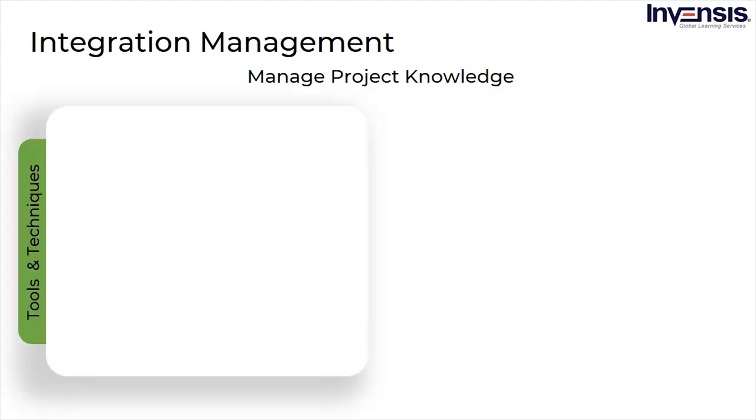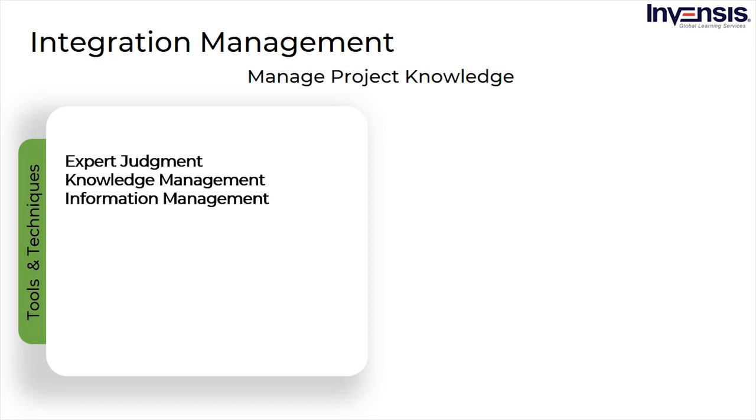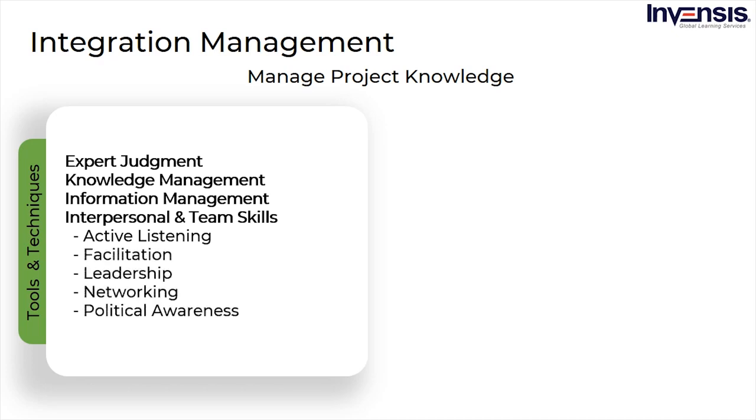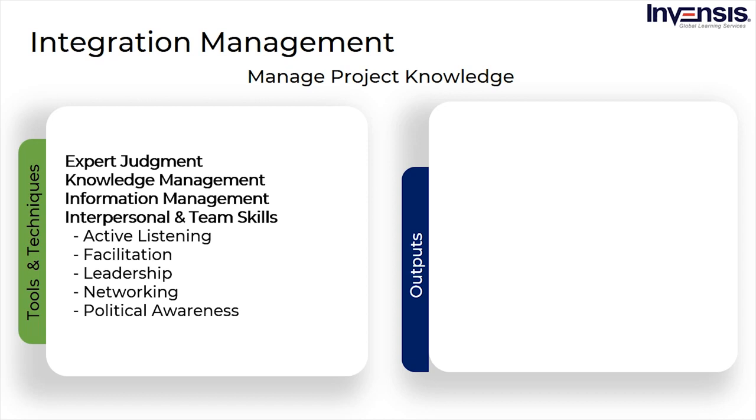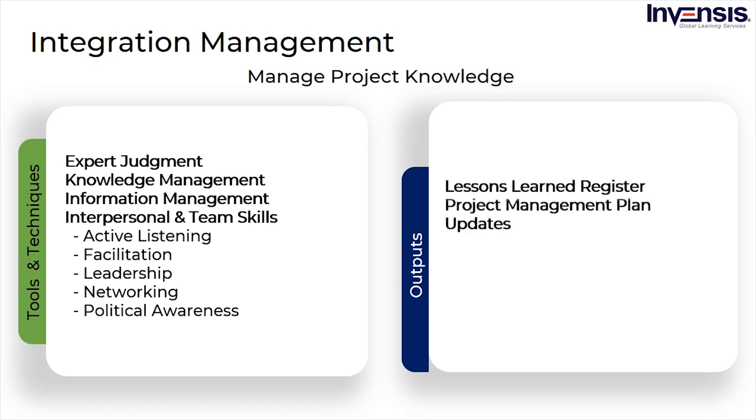Now, coming to tools and techniques, firstly, we have expert judgment that is already explained. Then, we have knowledge management, which is used to meet project managers' information needs. Next, a programmatic technique is required that brings together personnel, procedures, tools, and, unquestionably, knowledge. Then, we have information management and interpersonal and team skills, including active listening, facilitation, leadership, networking, and political awareness. Finally, coming to the outputs, we have lessons learned register and project management plan updates that may include any component, followed by organizational process assets updates.